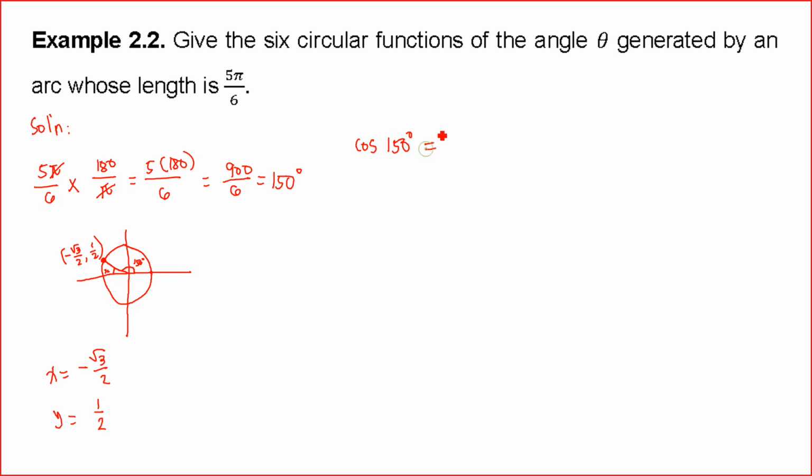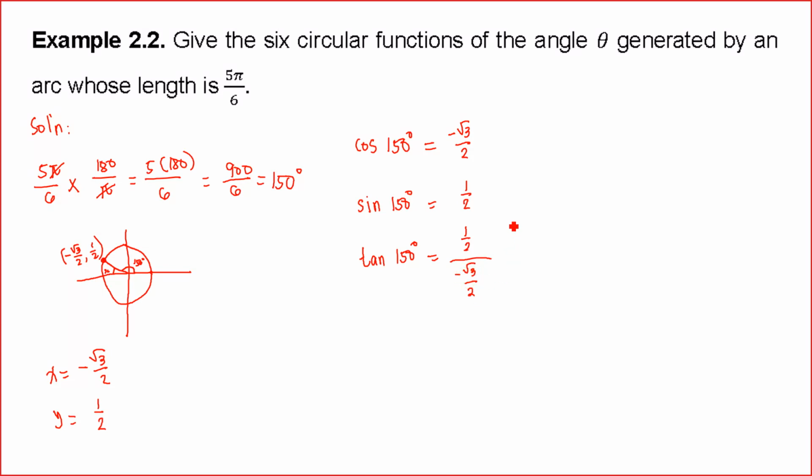The cosine 150 degrees is our x, so we have negative square root of 3 over 2. The sine 150 degrees is equal to 1/2. And then our tangent 150 degrees is equal to y over x. So our y is 1/2, and our x is negative square root of 3 over 2.